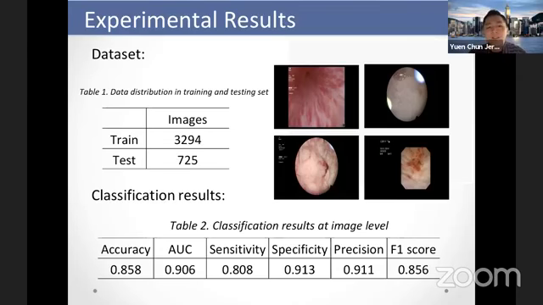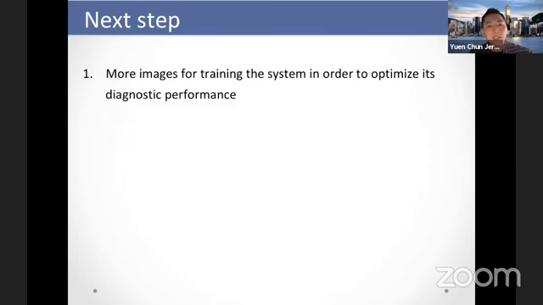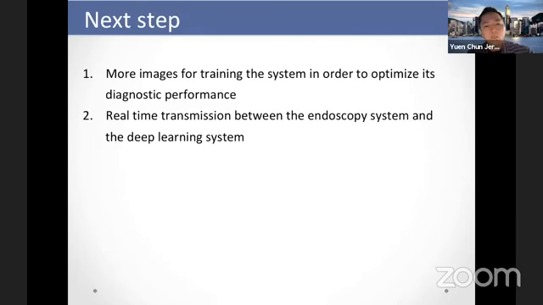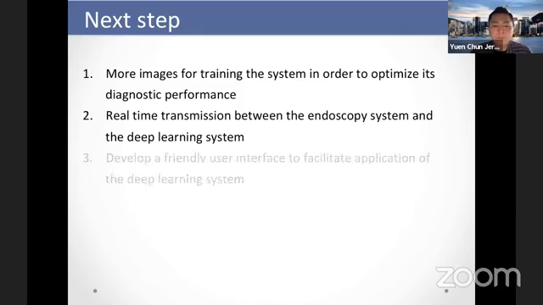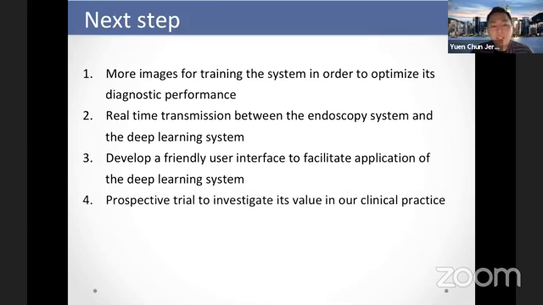Sensitivity is about 86 to 87%. Area under the curve is about 92 to 93%, but we're still finalizing the data, so I didn't present it here. Next step, we need to optimize the diagnostic performance. And then we need real-time transmission between the endoscopy system and the deep learning system. This is extremely crucial because you want the system to tell you at that particular moment when you're doing the cystoscopy. And then we need a very friendly user interface to facilitate the application. And of course, you need more prospective clinical trials to investigate its value in our clinical practice.